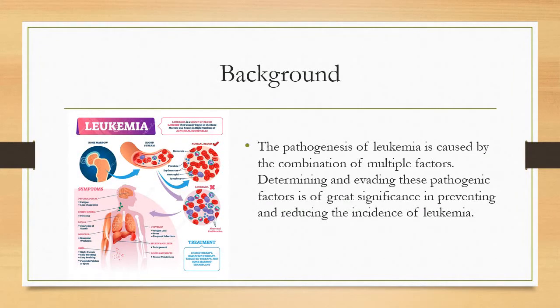The pathogenesis of leukemia is caused by the combination of multiple factors. From the picture, the symptoms of leukemia spread throughout the body because abnormal white blood cells spread throughout the body, which is why leukemia is difficult to cure.